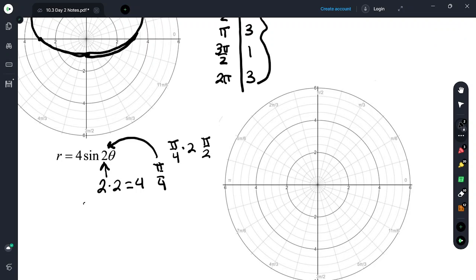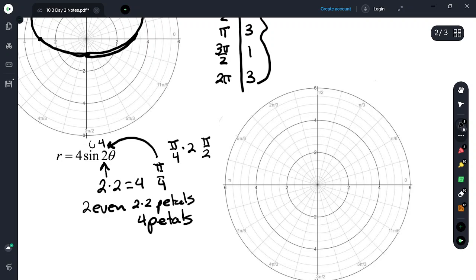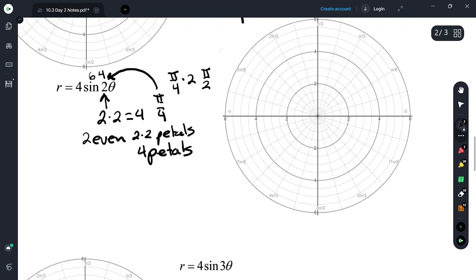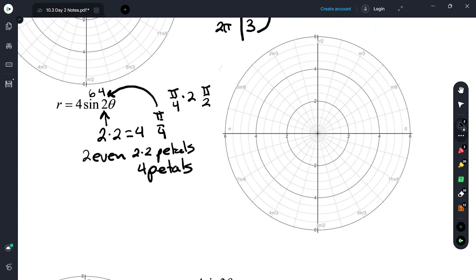Now when this is even, then we have 2 times 2 petals. So we have 4 petals. That's what we're going to expect, 4 petals out of this. And so if this was a 4, we'd expect 8 petals. If this was a 6, we're going to graph 12 petals. When this is even, they graph from 0 to 2 pi.